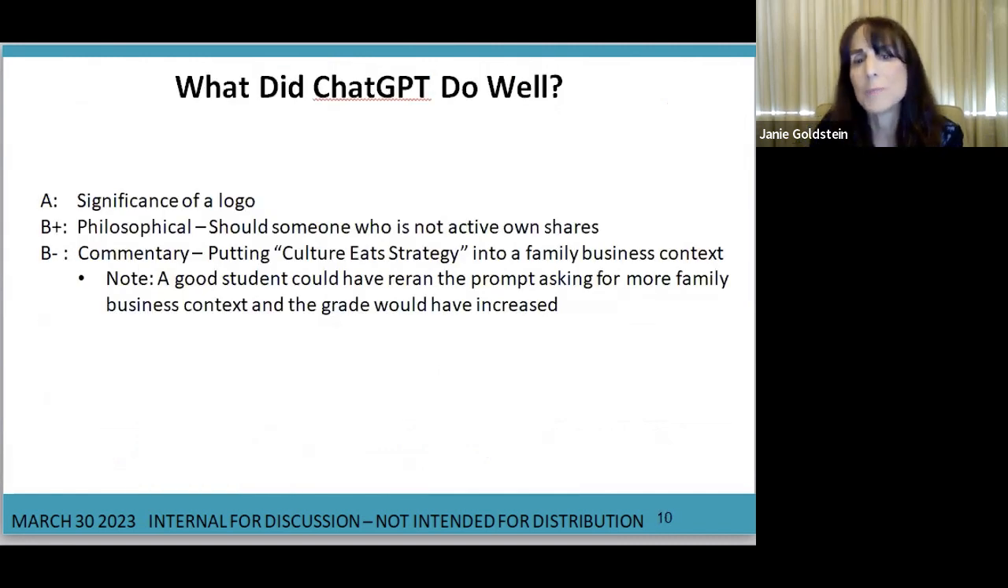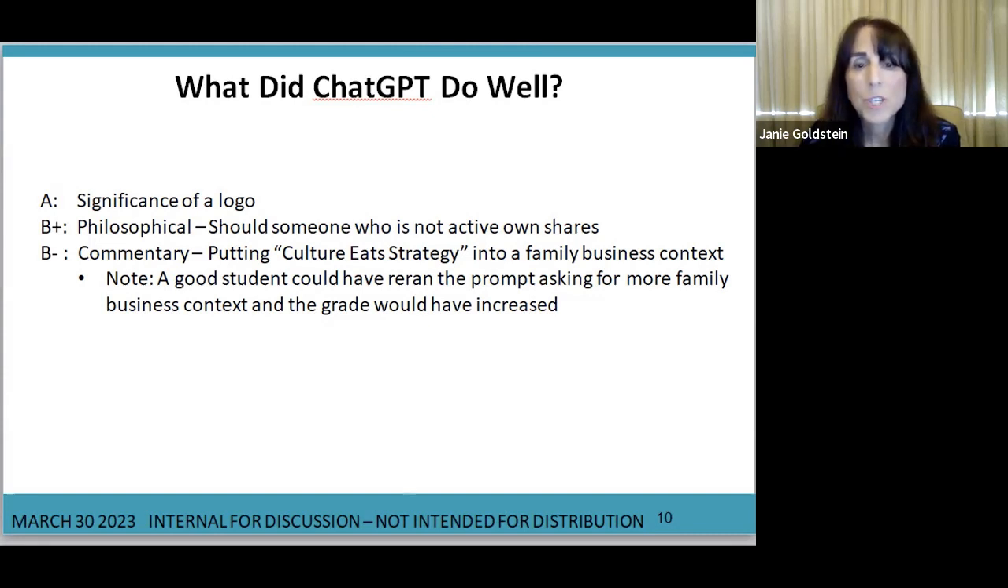So what did ChatGPT do well? I talked about the question about the significance of the family business advisor logo. There was a philosophical question about should someone who's not active in a family business own shares? And it did a pretty good job on that. I would have wanted for a great response to also include something we call dual class shares and voting rights, et cetera. But it wasn't bad.